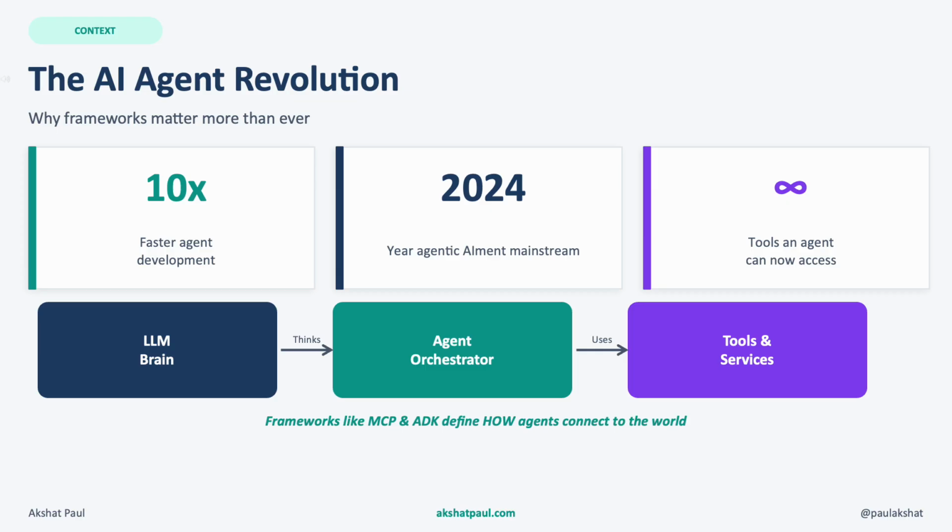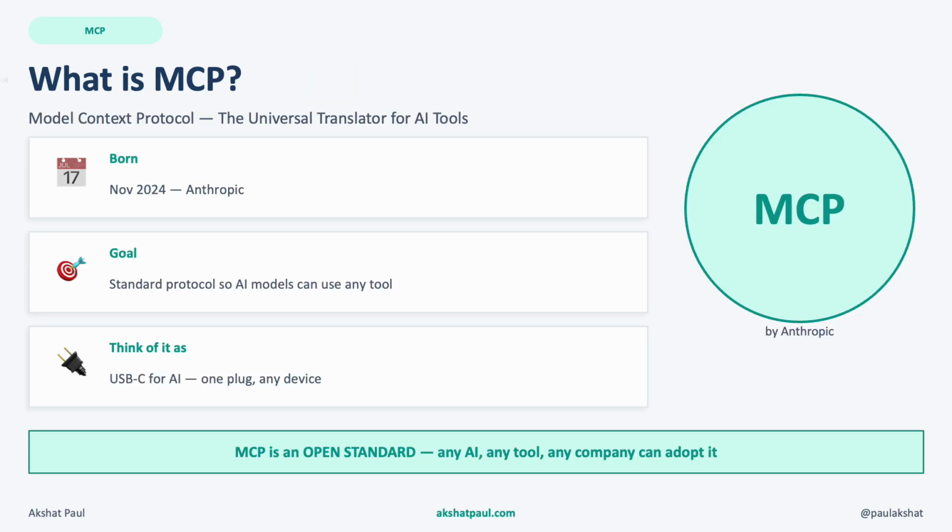An AI agent has three core parts: the LLM brain that does the thinking, the orchestrator that manages the workflow, and the tools and services it can actually use. The question is, how does the agent connect to all those tools? How does it know what tools exist? How does it call them safely and reliably? That's exactly what MCP and ADK solve, but in very different ways. Let's find out how.